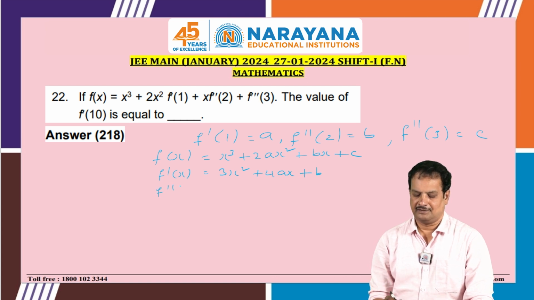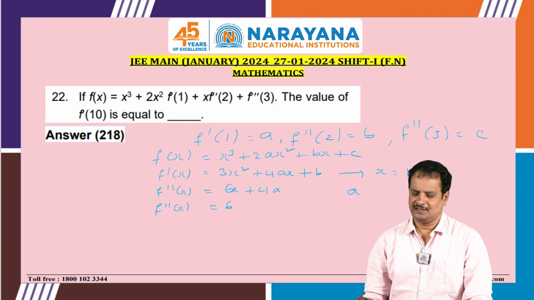Similarly, find out f double dash x. 3x square derivative 6x, 4ax derivative 4a, and b derivative 0. F triple dash x is only 6. Now in this one, put x equal to 1. Then f dash 1 you will get. What is that value? F dash 1 is 3 plus 4a plus b.